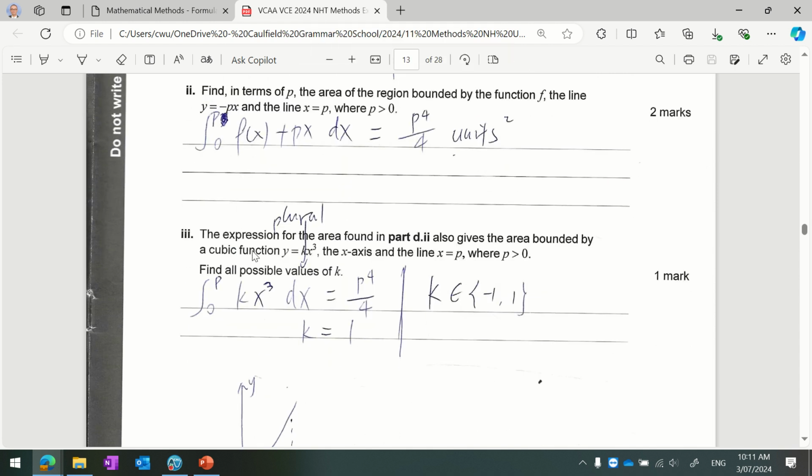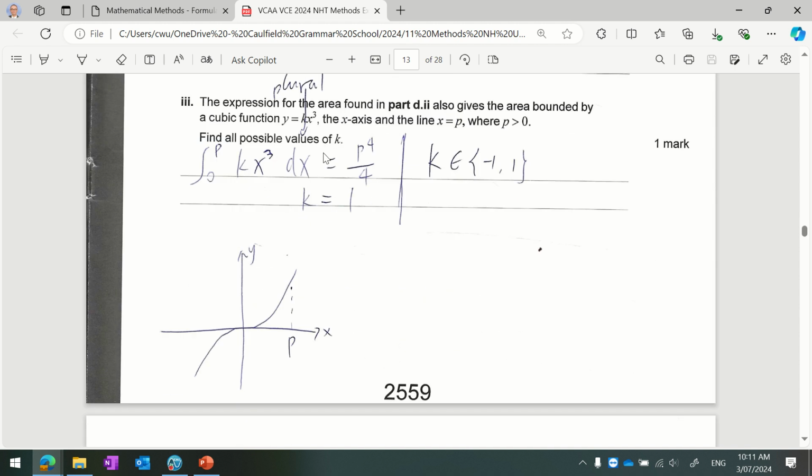Okay, now the expression for the area found in D2, the previous question, also gives the area bounded by a cubic function kx cubed, the x-axis, and the line x equals p, where p is bigger than 0. Find out possible values of k. So it is kind of strange that the question didn't say k is an element of R, because that's whatever requirement they want to have on k.